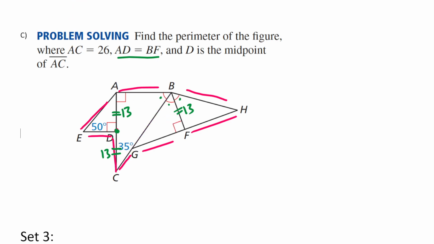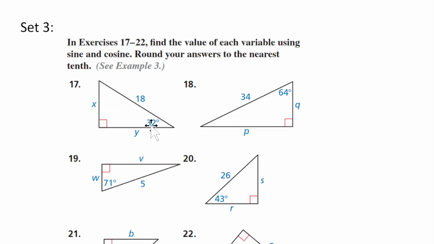And you'll also need to find this piece right here in order to find this last little piece right here. So you really have to think about adding and subtracting lines there to find CG. This is of course 13, and we talked about these pieces. So there you go, add up all those lengths. That's this problem.